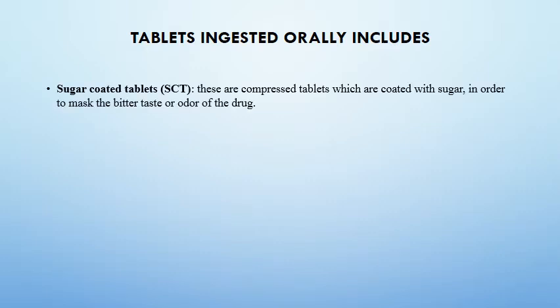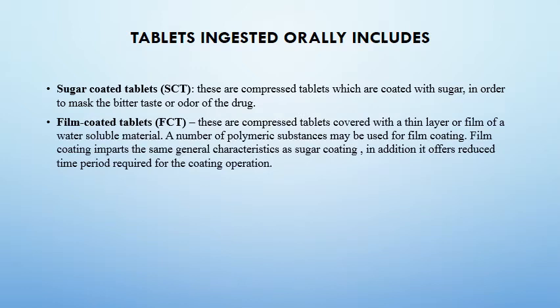Now individually we will be seeing different tablet categories. First is tablet ingested orally, which includes first the sugar coated tablet. So what is a sugar coated tablet and why is it used? These are compressed tablets which are coated with sugar in order to mask the bitter taste or odor of the drug. Next is film coated tablet.